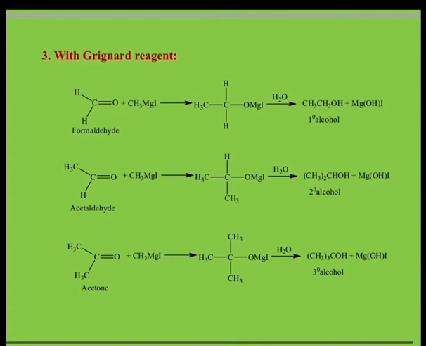It is called a Grignard reagent, to form addition product which on hydrolysis gives primary alcohol as a product. In the second case, acetaldehyde. Acetaldehyde reacts with the Grignard reagent to form addition product which undergoes hydrolysis to form secondary alcohol. Next, acetone. Acetone reacts with the Grignard reagent to form addition product which undergoes hydrolysis to form tertiary alcohol.